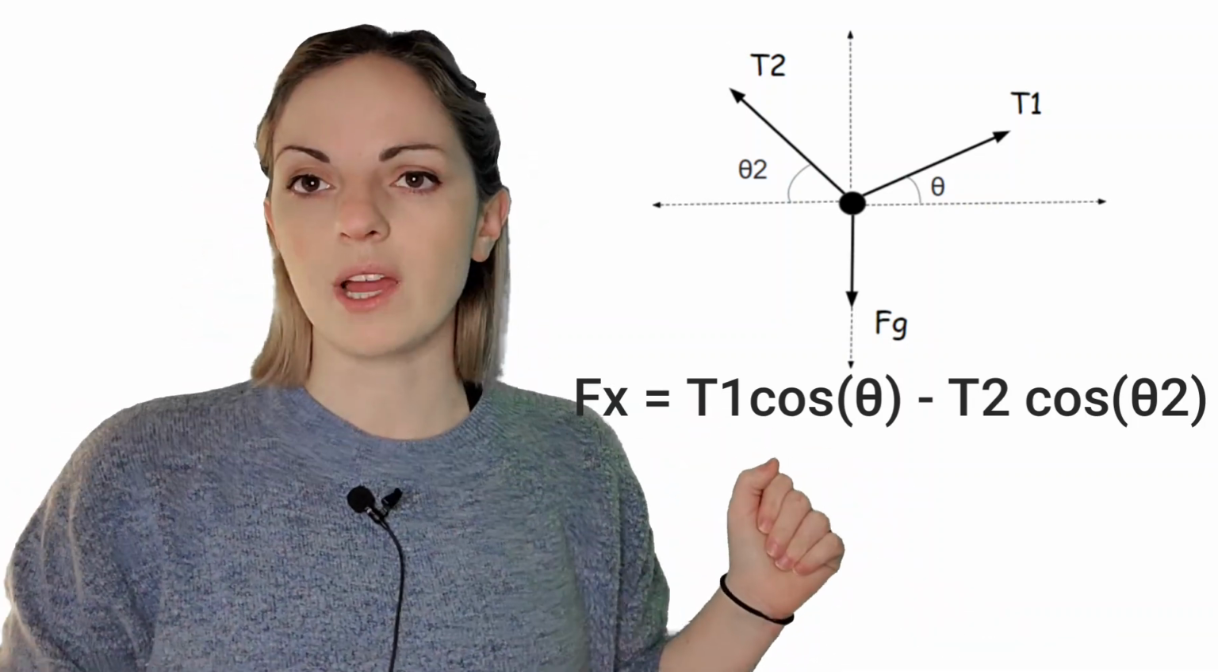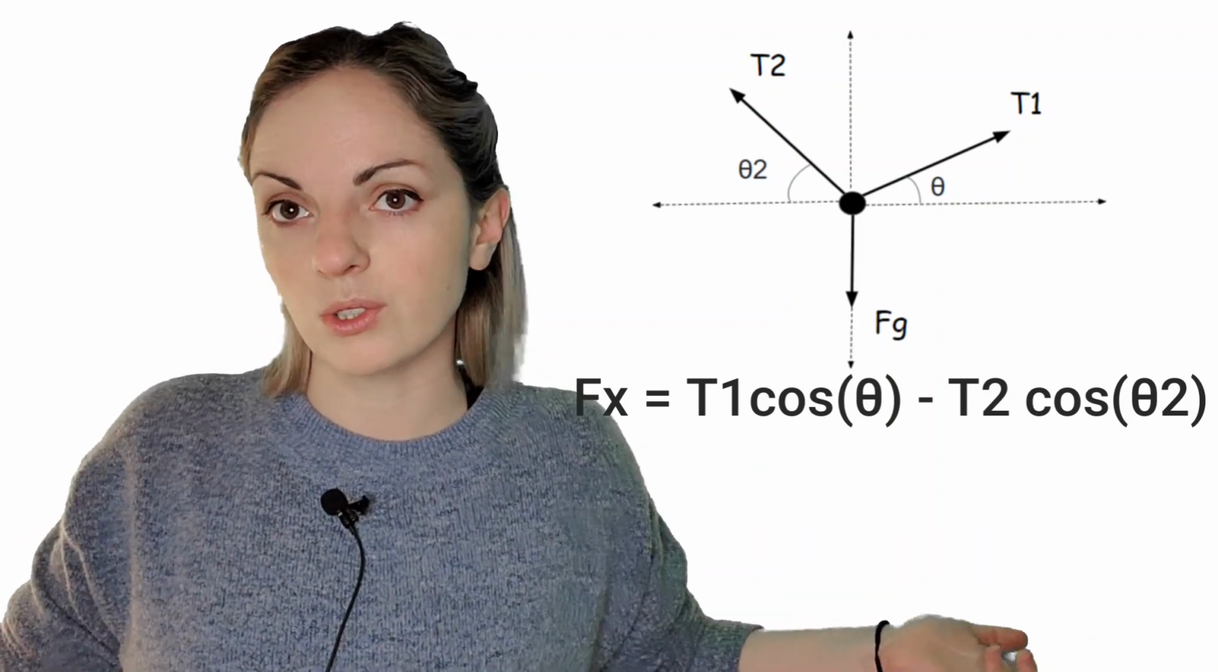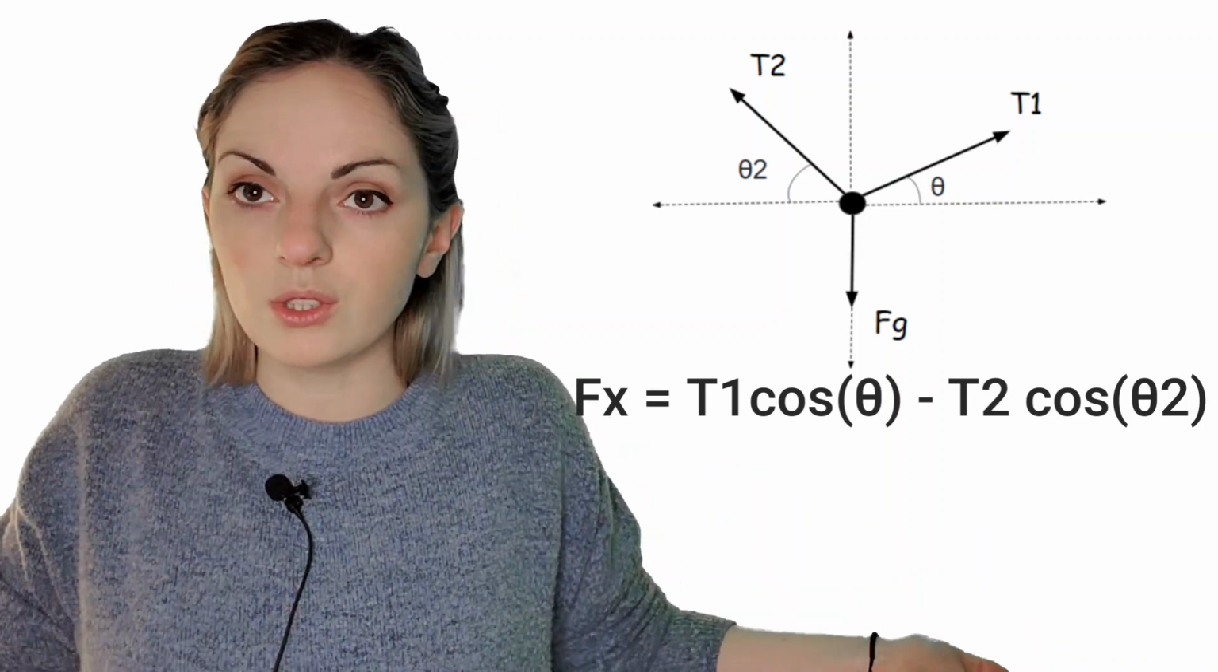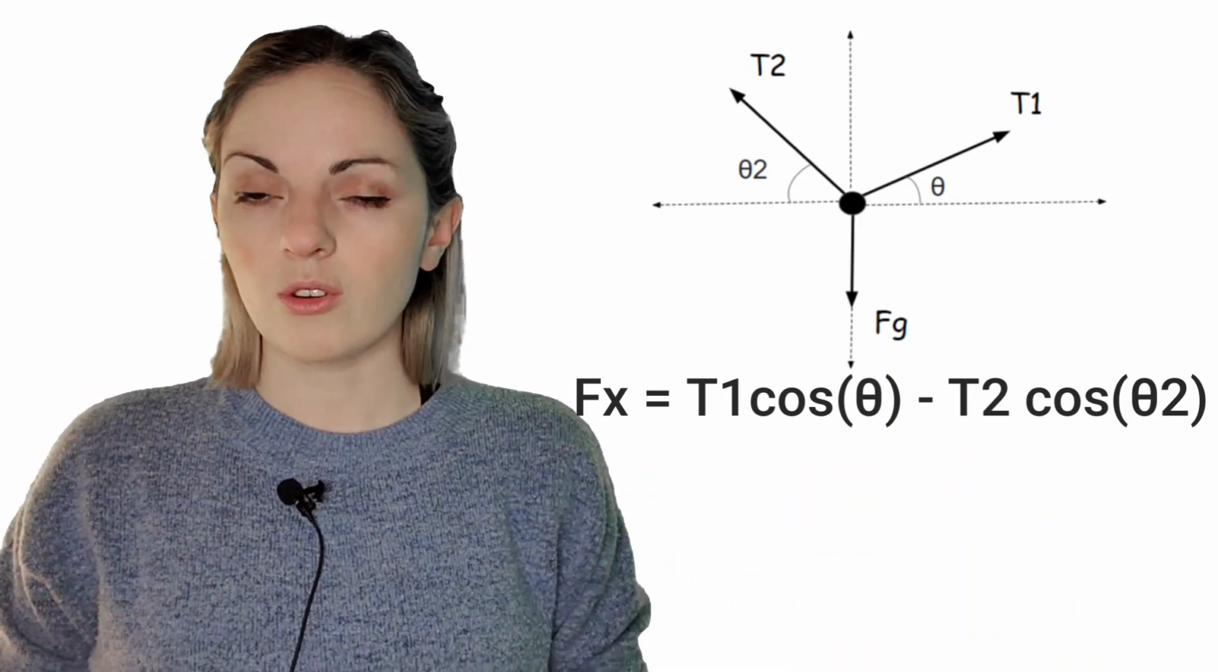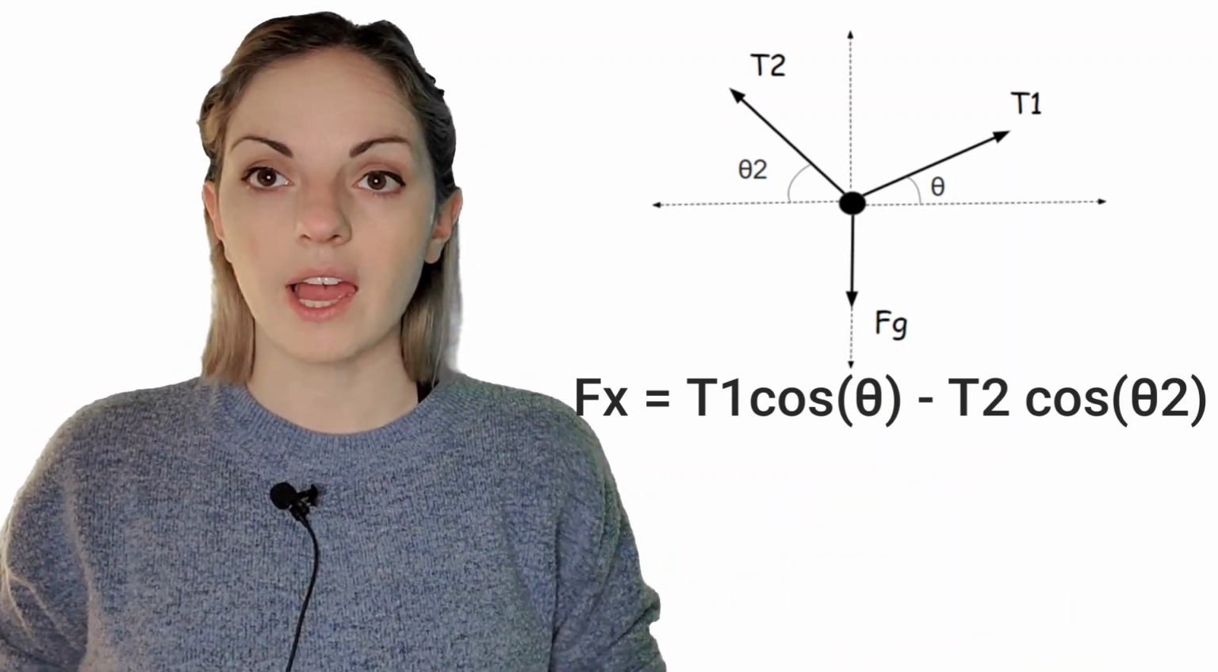So that's it for my F of x, which is my horizontal component. Since I was told that this object was at equilibrium or at rest, that equals 0, because it would equal mass times acceleration, but since it's at rest, it's not accelerating anywhere, so it is equal to 0.